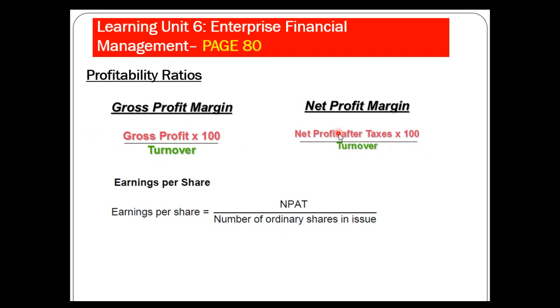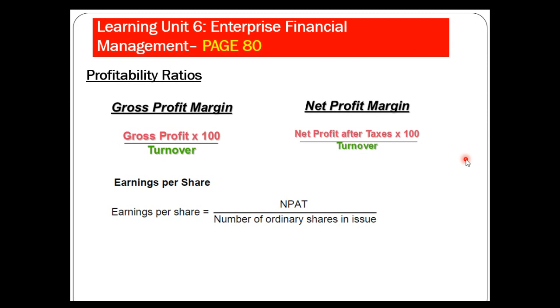Again, the net profit margin, you have to take the net profit after tax. In other words, on the financial statement, like the income statement, or you can call it the statement of profit and loss, you must go and find the profit that is after tax. And you take that profit, you divide by the turnover. The turnover is the same as the sales, and you multiply by what? By 100.